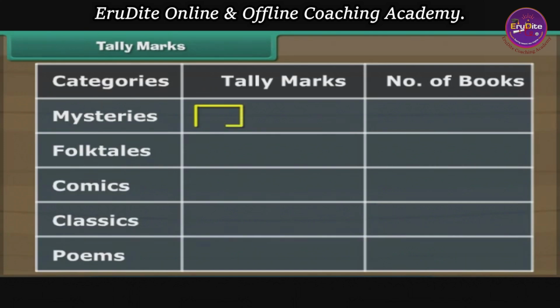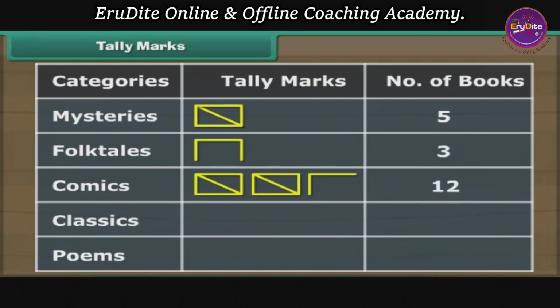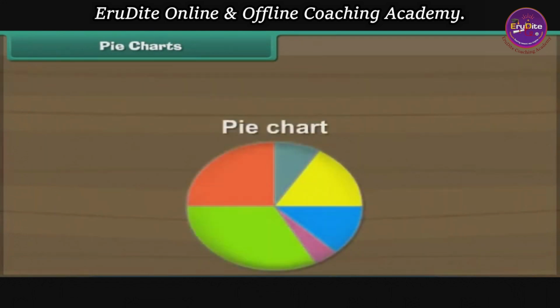Draw a horizontal line for the fourth book in the category and complete the rectangle. Represent the 5th mystery book with a line drawn between 2 opposite ends of the rectangle. We repeat the exercise for other categories of books. The end result is a tally marks table.